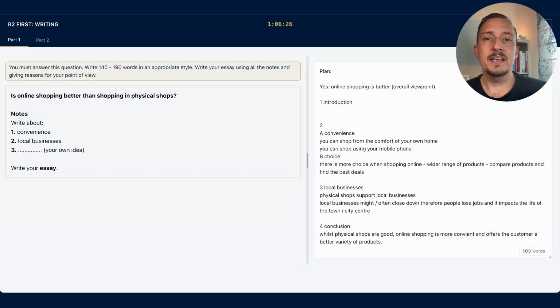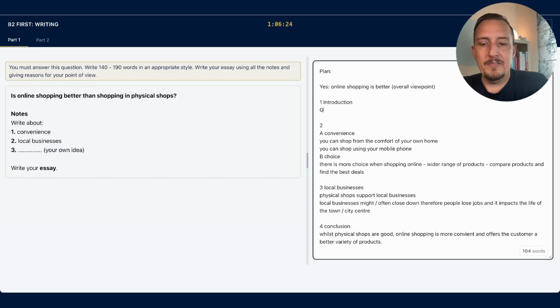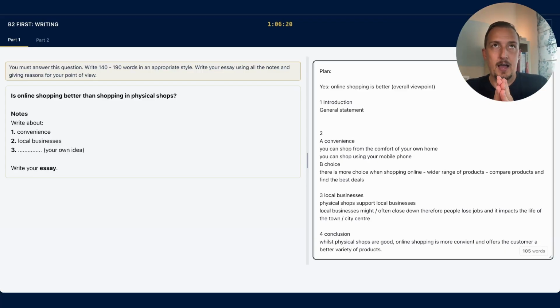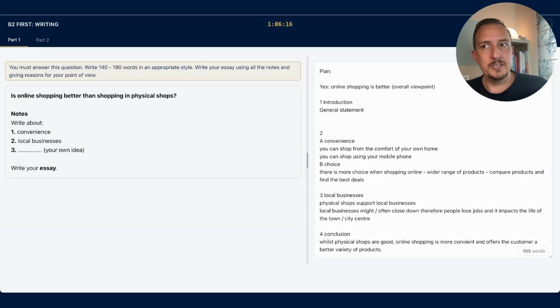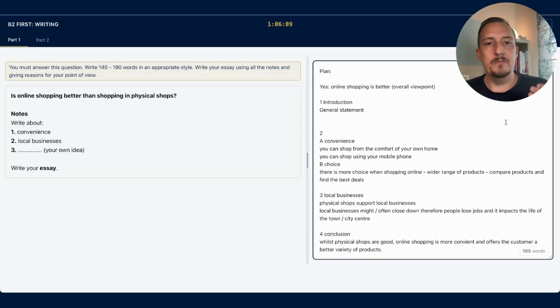So something along the lines of, and what we'll have here is a general statement about the topic. So in this case, shopping, and the differences between online shopping and shopping in physical stores. And then we want to bring in our viewpoint, I think here, or bring in our opinion, but in relatively short form.